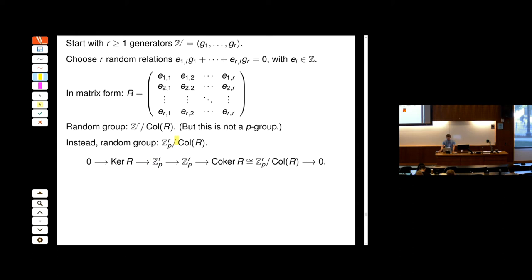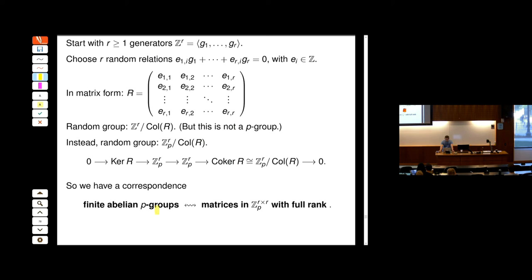As I was saying, this matrix can be thought of as a module homomorphism from Z_p^r to Z_p^r given by this matrix. And then we have a kernel and a cokernel. With this in mind, I want the cokernel to be finite, so I want this to be a full rank matrix. There might be a kernel, but I want a full rank matrix. All right, so the group that I wanted to model is these cokernels. So then we have our correspondence of finite abelian p-groups and matrices. I can model this whole thing by this matrix, an r by r matrix in Z_p with full rank.